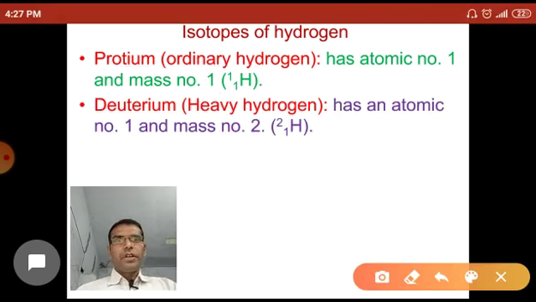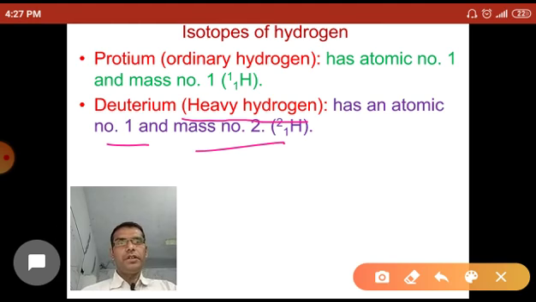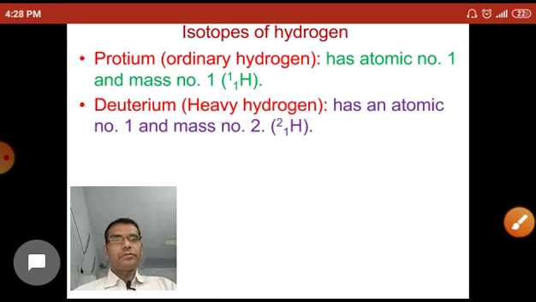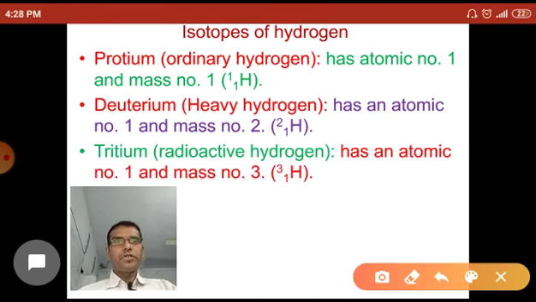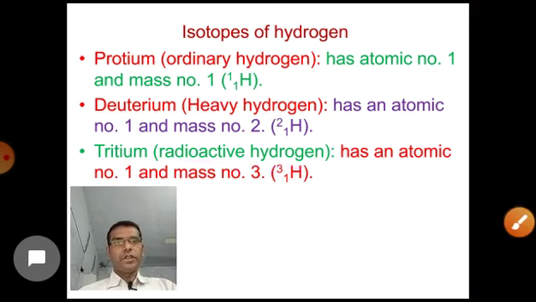Deuterium is called heavy hydrogen. It has atomic number 1 and mass number 2, and the symbol of deuterium is H 1 2. It means 2 atomic mass and 1 atomic number. Tritium is also called radioactive hydrogen because it has radioactive properties, and it has atomic number 1 and mass number 3, H 1 3, is its symbol.